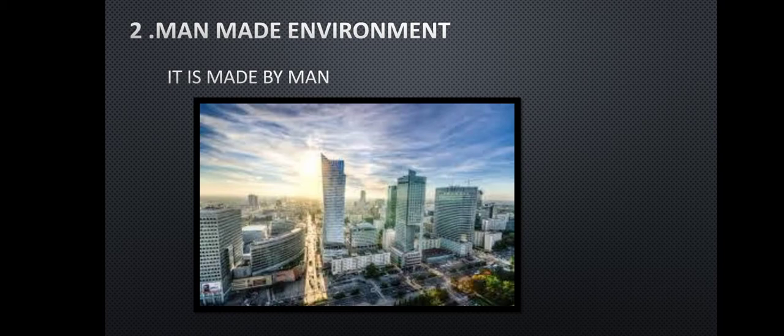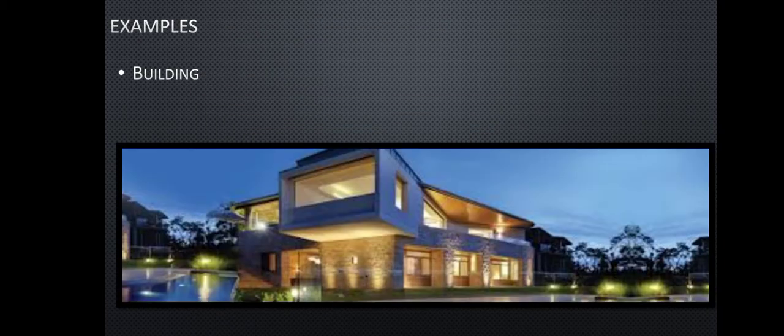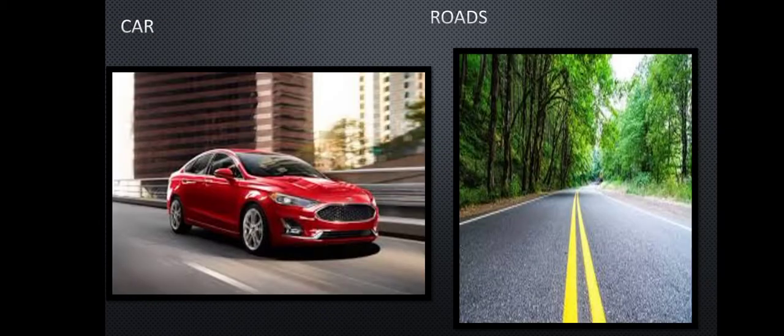Then we have the next, man made environment. It is made by man. For example, different types of buildings. These buildings are made by man using natural resources. The next example is cars and roads. Cars and roads are also made by man by using natural resources.